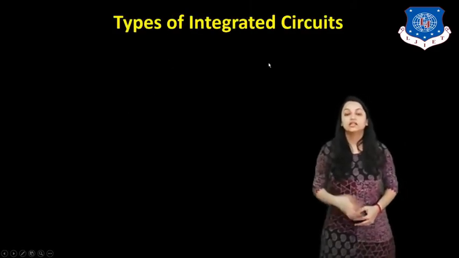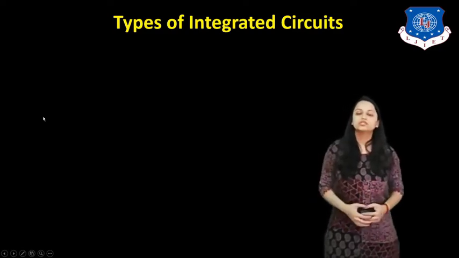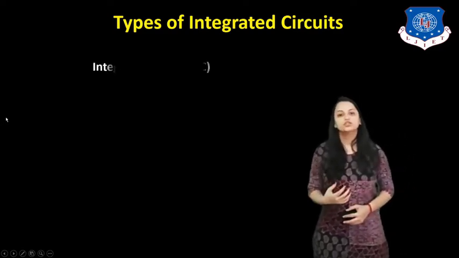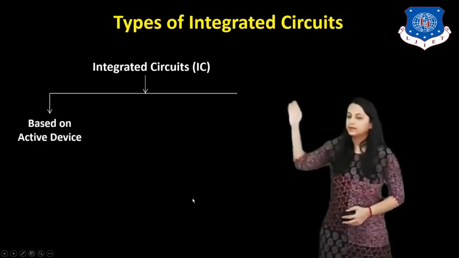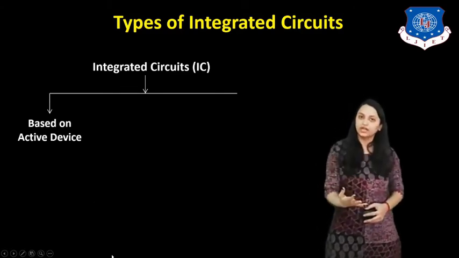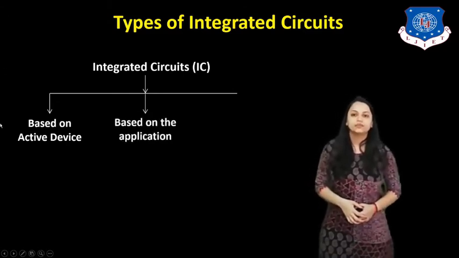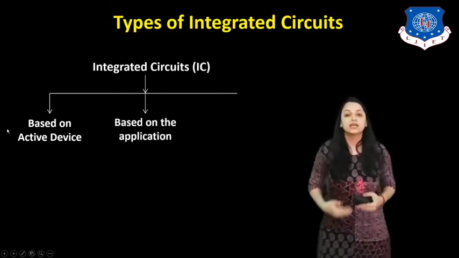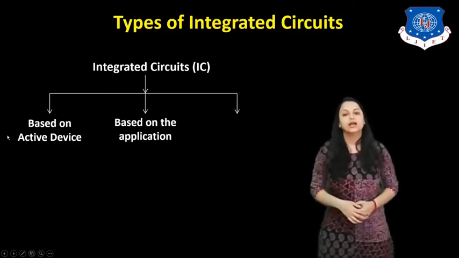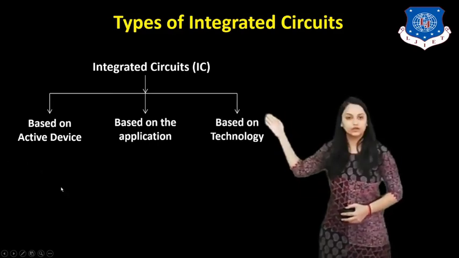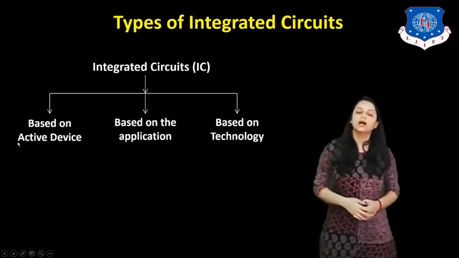Now, let us see the types of integrated circuits. There are various types of ICs available. We are going to see the IC classification now. So, integrated circuits have basically three types. The first one is based on active device. We will see the classification of integrated circuits based on active device. Then the second is based on the application. That means based on the particular applications, how ICs are classified and how they are used. And the last one is based on technology. Okay? So these are the basic three types based on which ICs are classified.